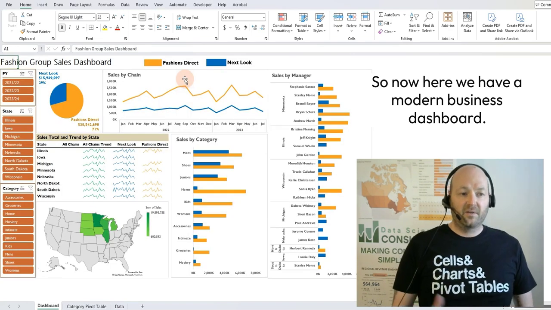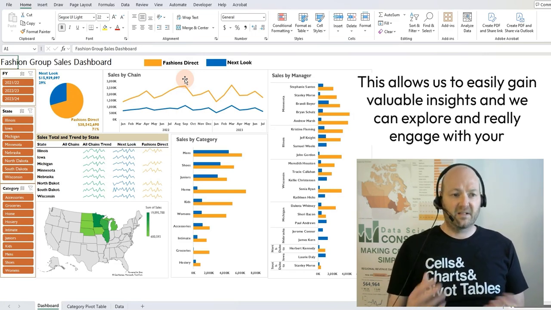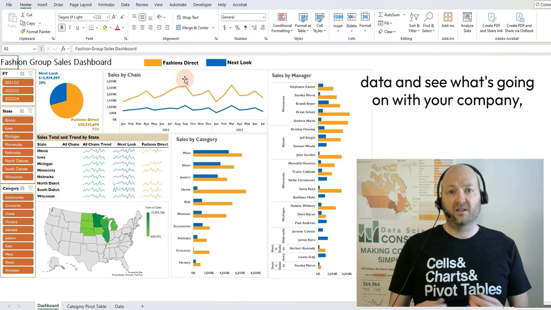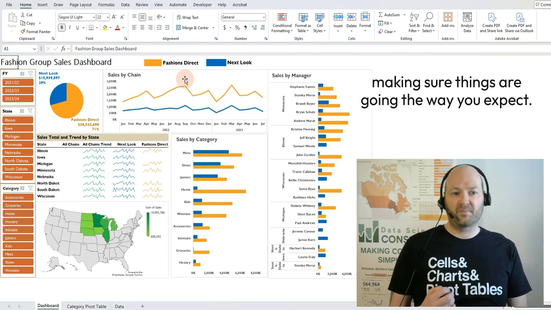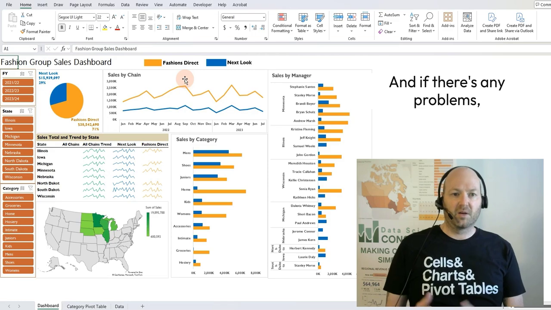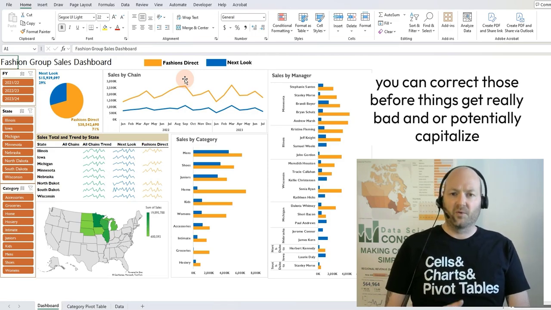So now here we have a modern business dashboard. This allows us to easily gain valuable insights, and we can explore and really engage with your data and see what's going on with your company, track the health, making sure things are going the way you expect. And if there are any problems, you can correct those before things get really bad.